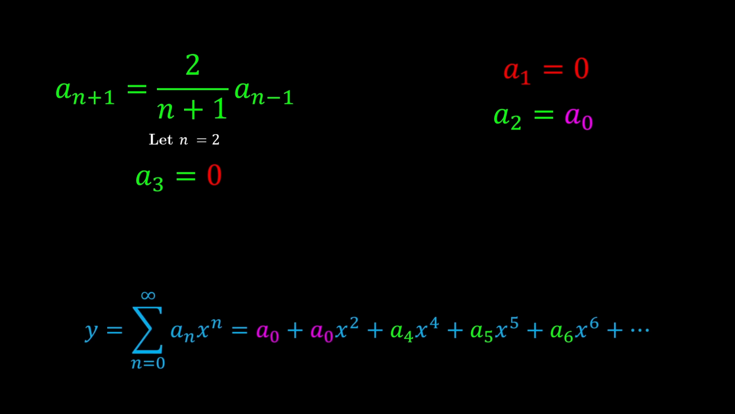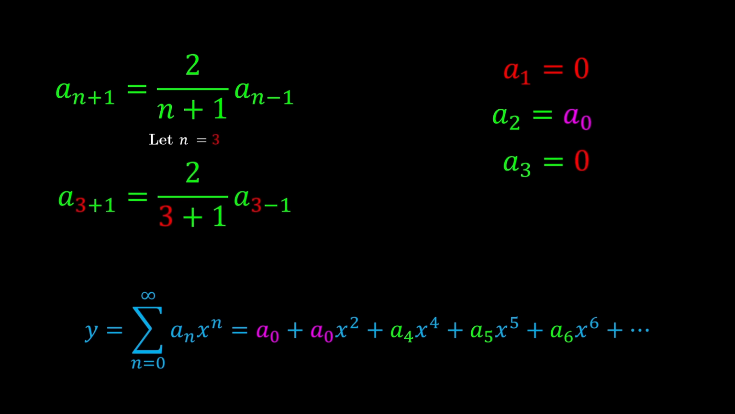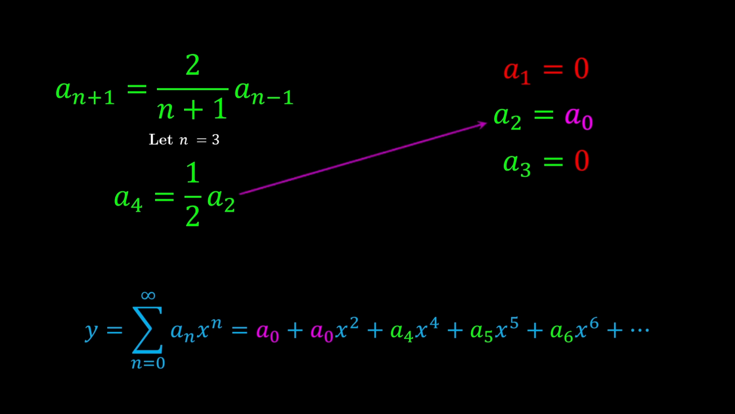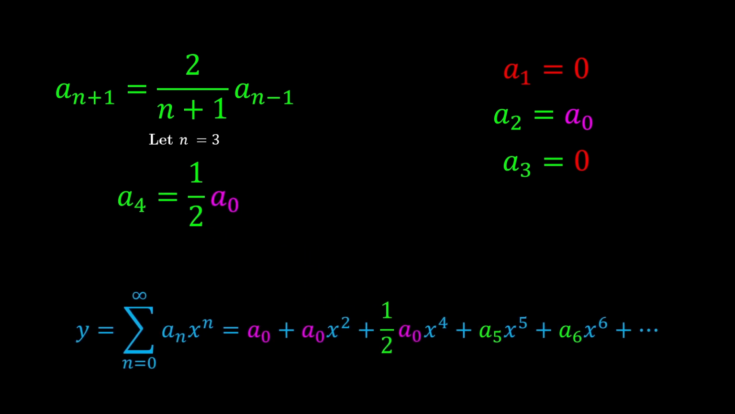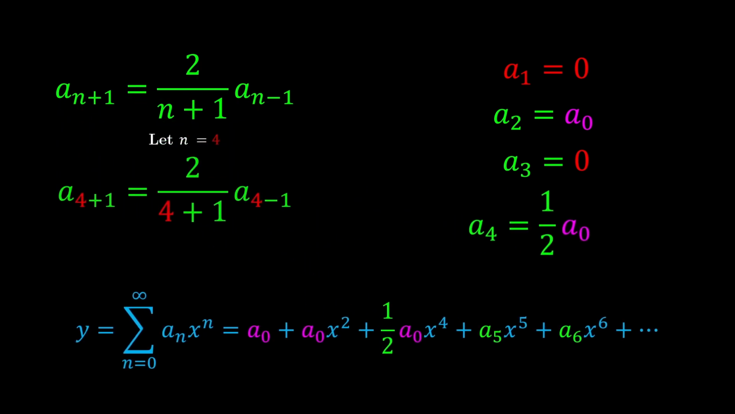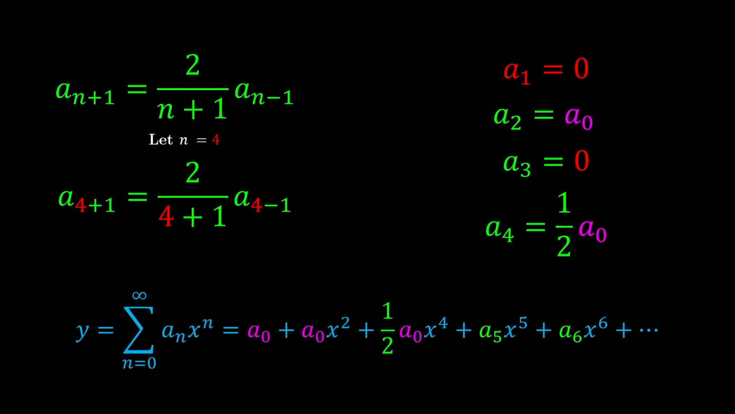Next, we could pick a new n. We will pick n equals 3, and after the same type of computations, we see that a4 is simply equal to 1/2 a2. And we see that we already have a relation for a2 that we could directly plug in. We know that a2 is equal to a0, which is our arbitrary constant. We can plug this into our series expansion and move on to choosing n equals 4.